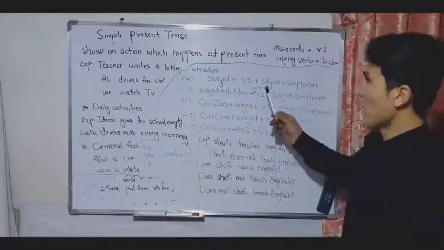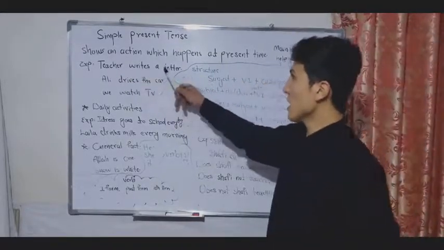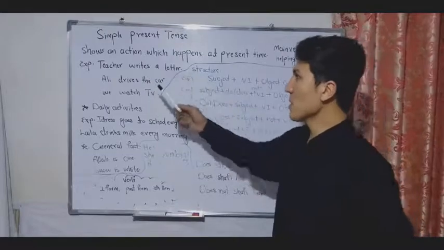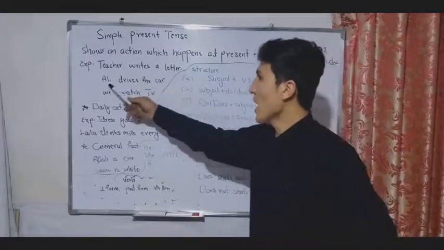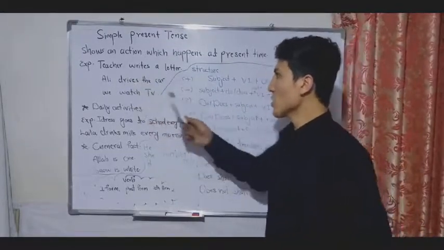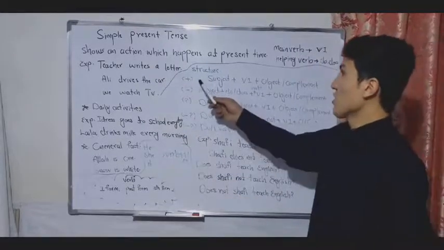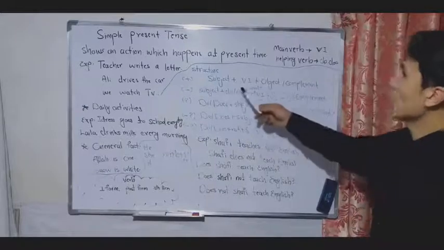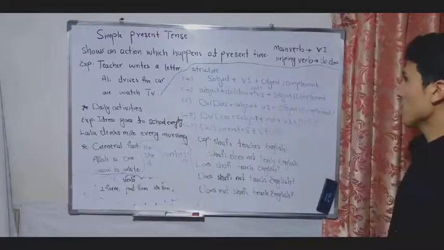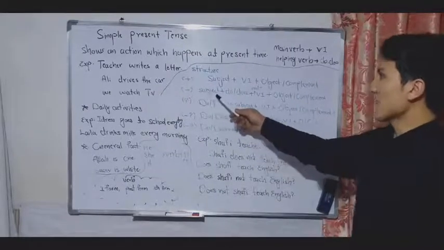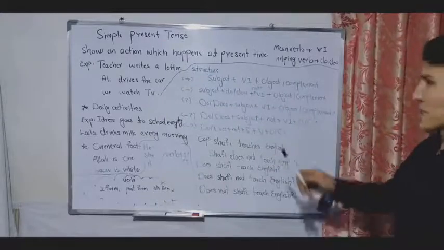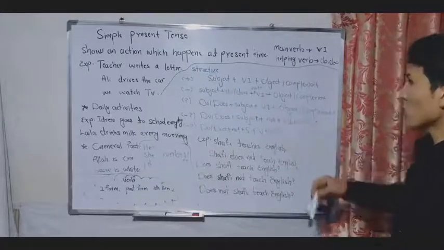Look at the structures. At first, an example: Teacher writes a letter. Ali drives the car. We watch the TV. She goes to school. The structure is very easy: subject plus verb plus object or complement.